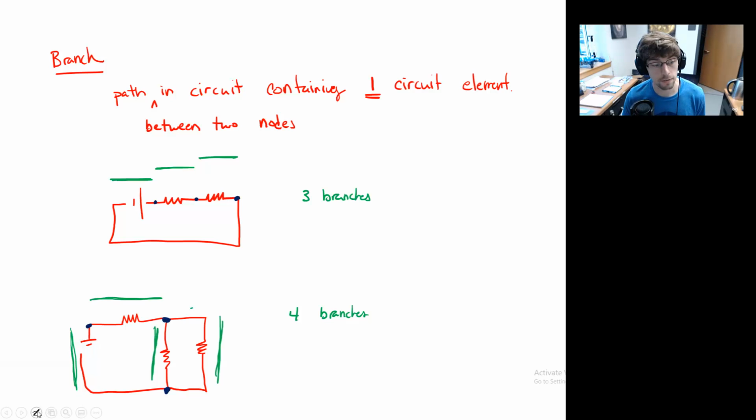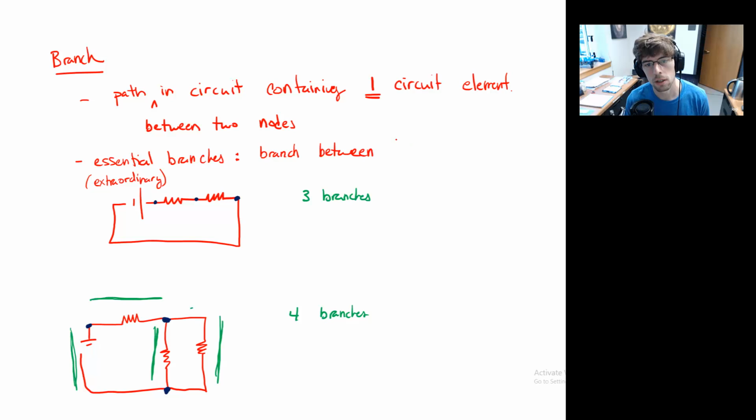Now, just like how we have nodes and essential nodes, there are things called branches and then essential branches. Or again, you could use the idea of extraordinary. And the idea is no different. The only thing that we're going to change is that an essential branch is a branch between 2 essential nodes. So we'll say branch between 2 essential nodes.